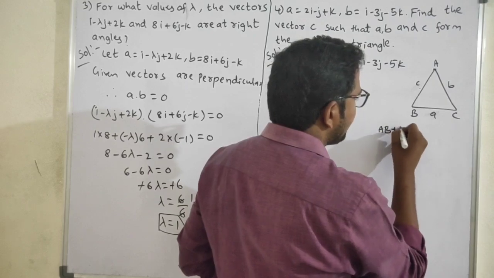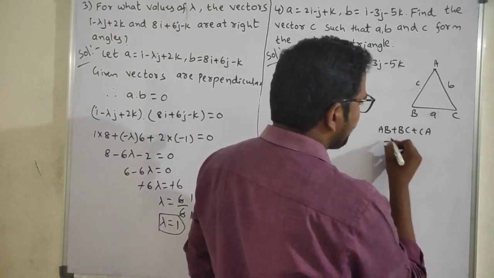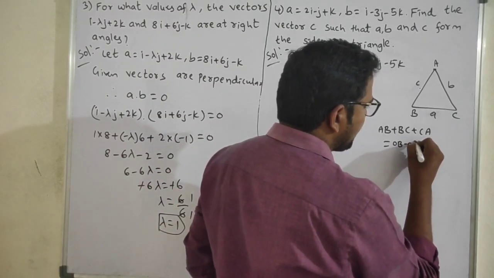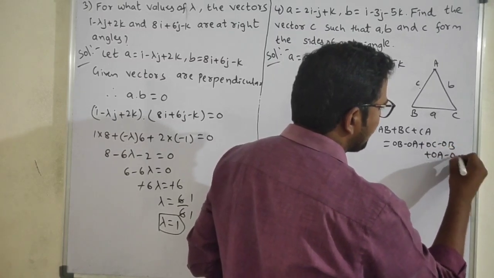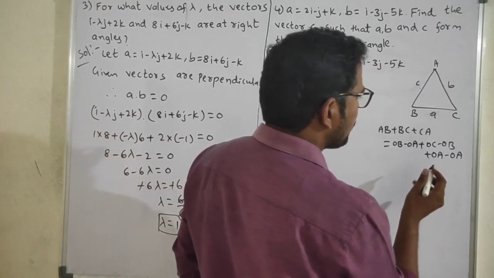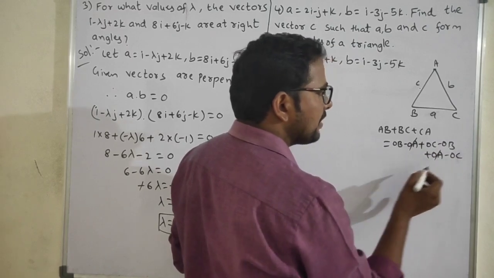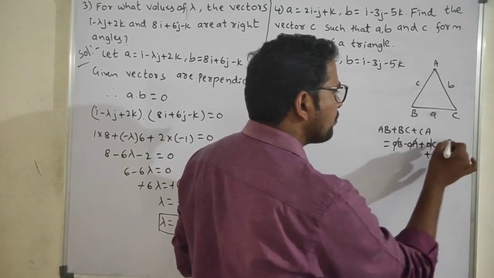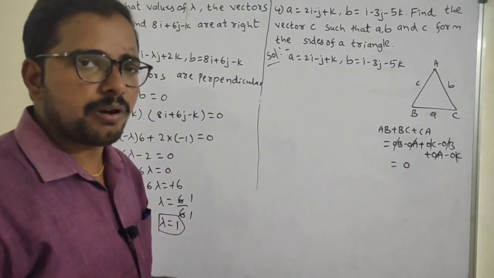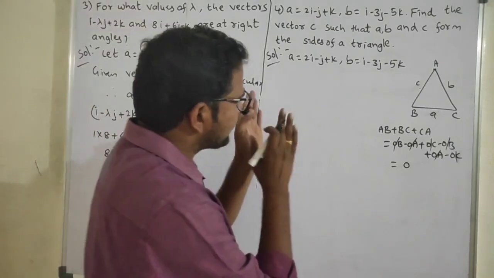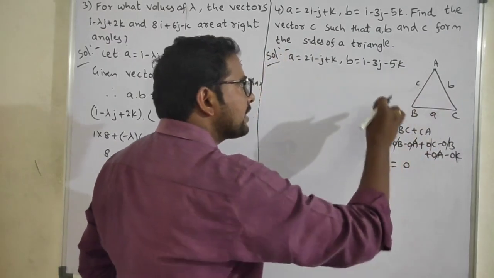AB plus BC plus CA is equal to, how can you write? AB is equal to position vector OB minus OA, plus BC means OC minus OB, plus CA means OA minus OC. See here, minus OA plus OA gets cancelled, minus OC plus OC gets cancelled, OB minus OB gets cancelled, and the sum is 0. The sum of all sides is equal to 0. So here the sides are a, b, c. Therefore, for any triangle, the sum of all sides is equal to 0.